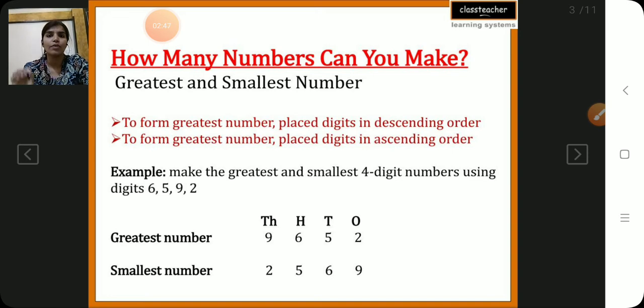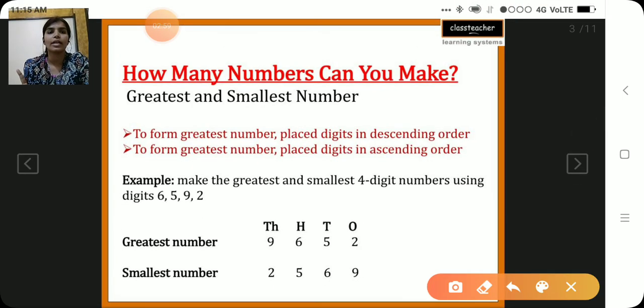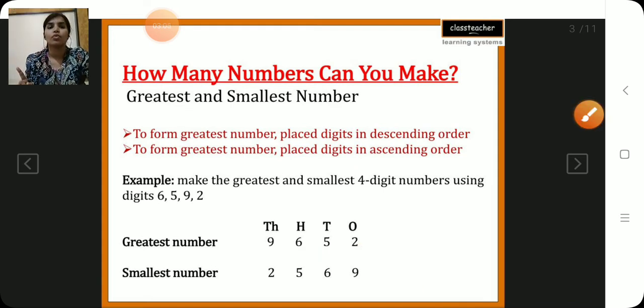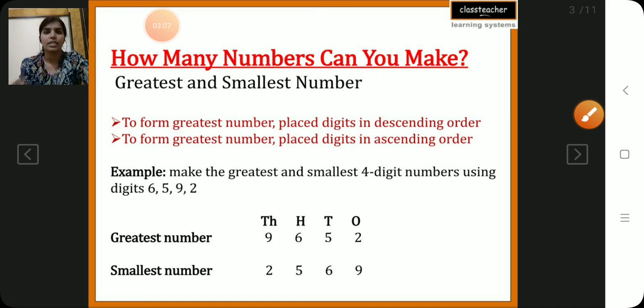So you tell me which one is the greatest from 6592? 9. So we write first 9, then the second one 6, then 5, then 2. So our greatest 4-digit number is 9652. So how do we read it? 9652.